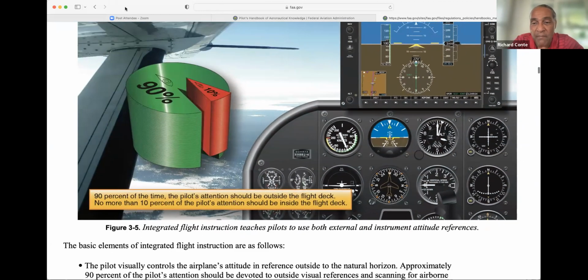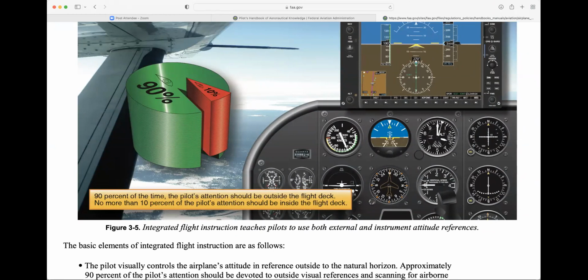If you notice on top, it's got a PFD, like in a glass cockpit. But right now, we'll just stay with the instrument panel of a basic Cessna 172, 152.